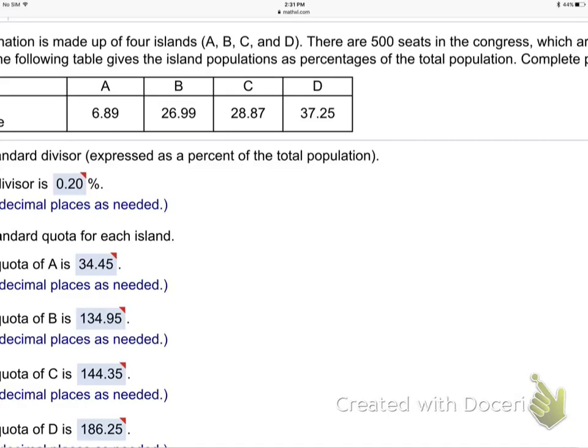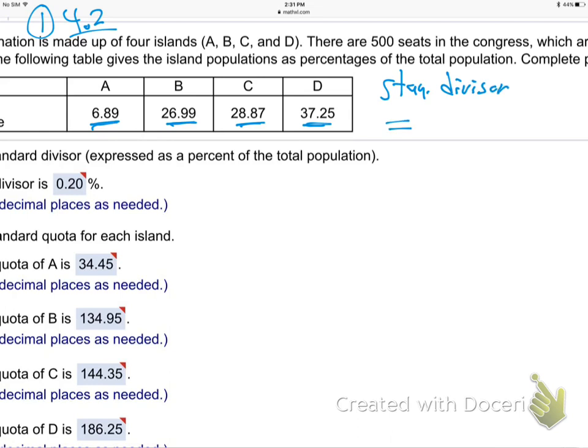Okay, so here's question 1. Question 1 in 4.2. Basically they're giving these as percentages, but you don't need to worry about it. Don't do anything different. Just do the regular, it'll all be good. What does that mean? Well, let's find the standard divisor first off.